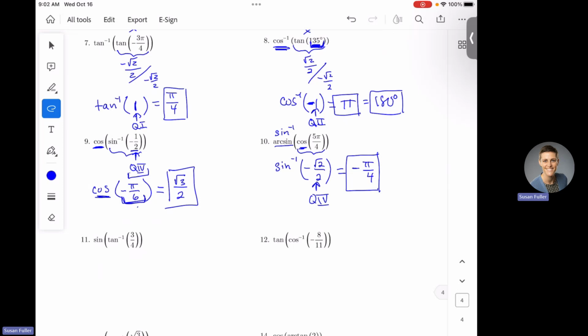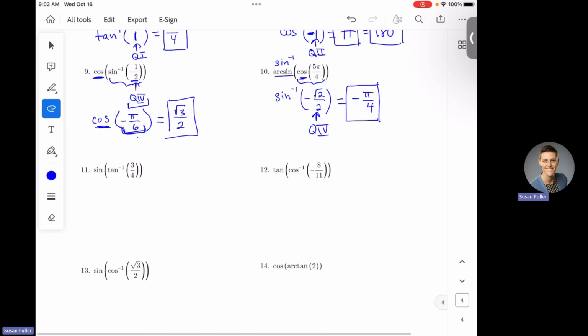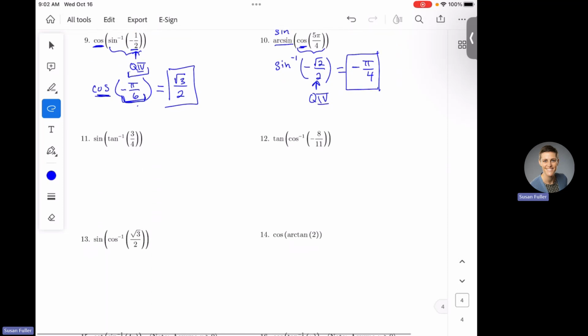Okay, so our process really isn't changing here when we're mixing our trig functions. You're still just starting on the inside, working your way out, and being careful about which direction you're going. These next few is where it's going to get a little bit spicier. So let's see what changes as we continue on here.